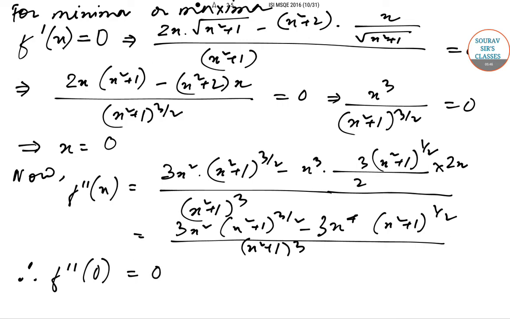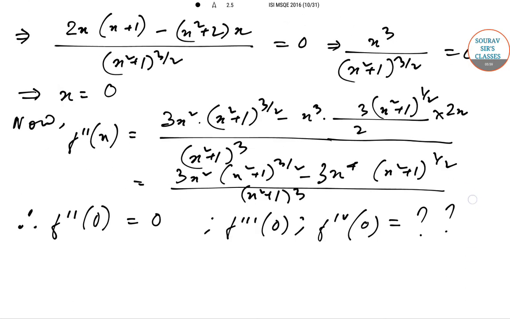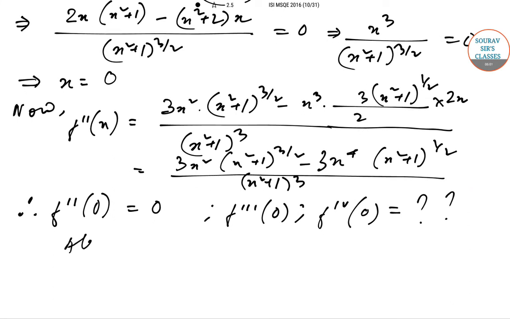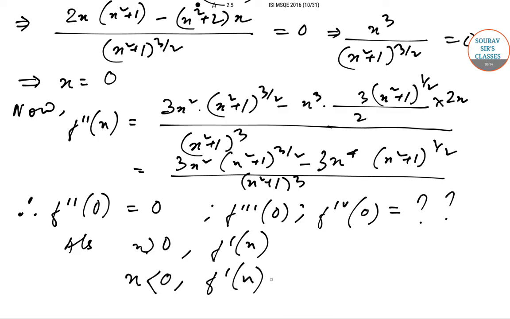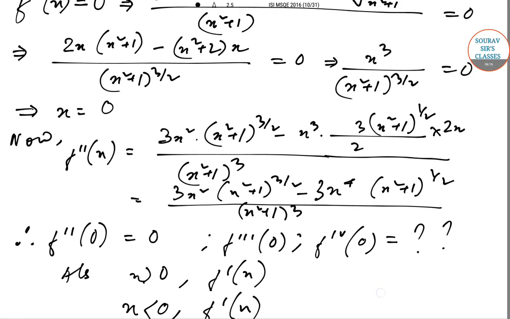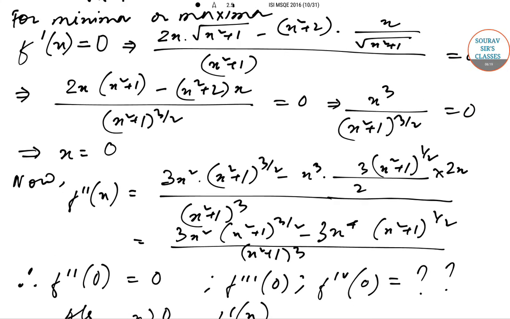Now for checking for maximum or minimum further, we have to find out f double dash 0, f4 0. This is a time taking process. So what we'll do over here, for x greater than 0 we'll find out the sign of f dash x, and for x less than 0 we'll find out the sign of f dash x. Now we know that f dash x is given by x cube upon x square plus 1 to the power 3 by 2.